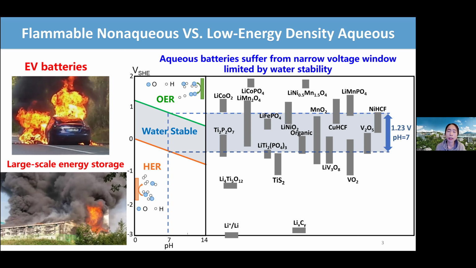However, aqueous battery suffers from a narrow voltage window limited by water stability. So from this plot, you can see that the voltage window operated for aqueous battery is limited by the oxygen evolution and the hydrogen evolution. So we have to exclude a lot of material that's beyond this stability window.